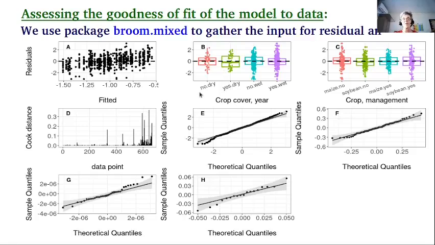When we compare the residuals for the different combinations of crop cover and year, and crop and management, what we see is that the medians are all very close to zero, and that the variance as estimated, or the variability as indicated by the width of the box, is not too dissimilar for each of the four groups shown here.